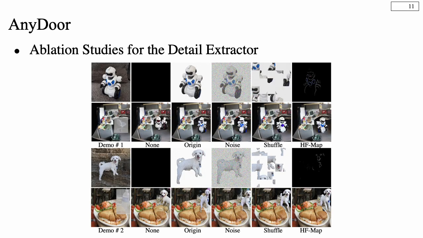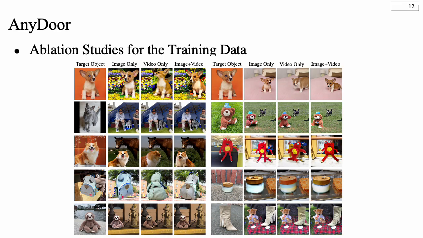We also compare different forms of detail maps. We find that the high-frequency maps get a good balance between the fine details ID preserving and the generation diversity. We demonstrate the generation results using different kinds of training data. Only using image data causes the lack of diversities. With the help of video data, AnyDoor gets a good balance between the ID preservation, and generation diversity.